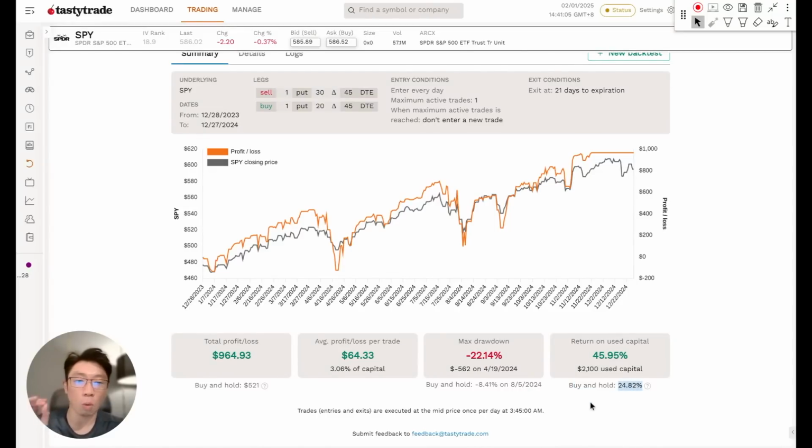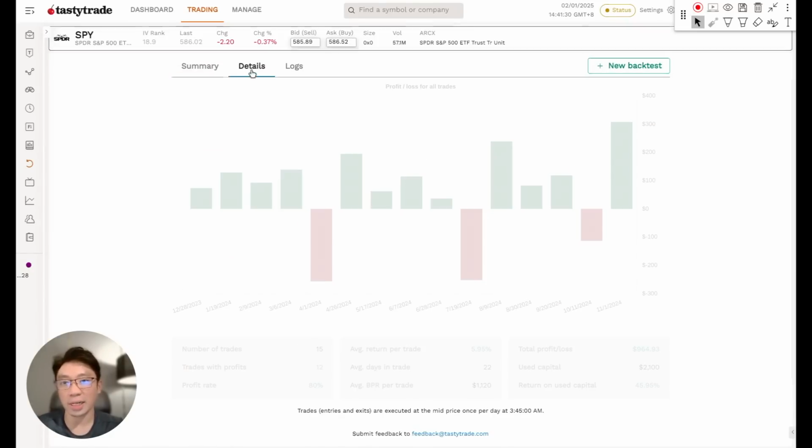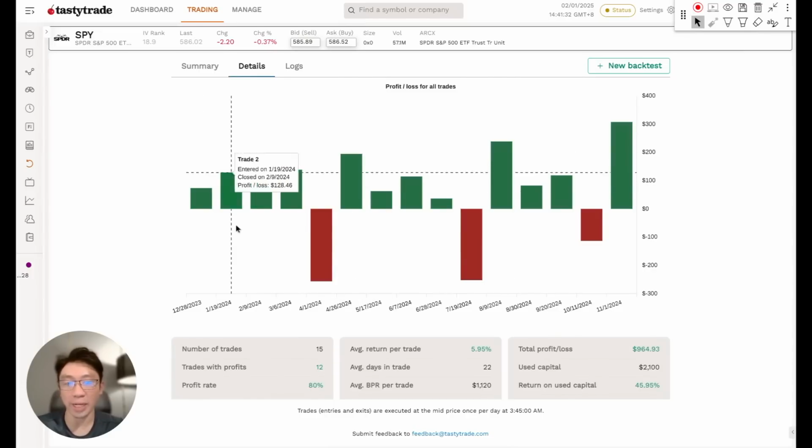So this is why when you trade options, so in this case, you are selling the put credit spread, you actually have a slightly higher return. In fact, almost double the return of buy and hold because you're able to have leverage using the options. But again, at the same time, it's not without a catch. The catch is that you do have a higher drawdown. Now next, let us take a look at the details to see how it breaks down the trades.